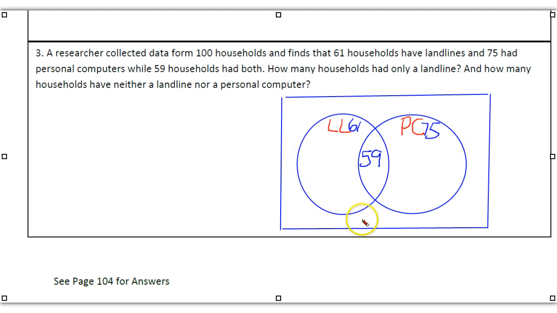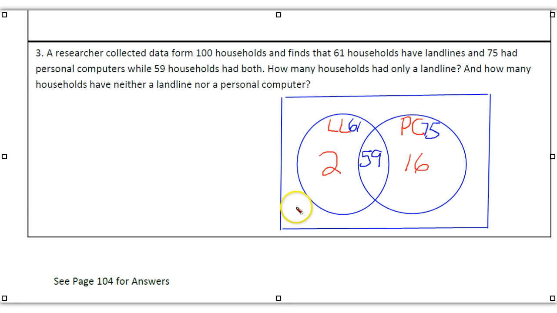So let's see if you can figure this out a little bit too. Okay, so if 59 had both, how many just have a landline here? Well, this will be 2. Together it adds up to 61. And if 75 had PCs and some of them had both, how many just had PCs? Well, you subtract 59 from 75 and you get 16.